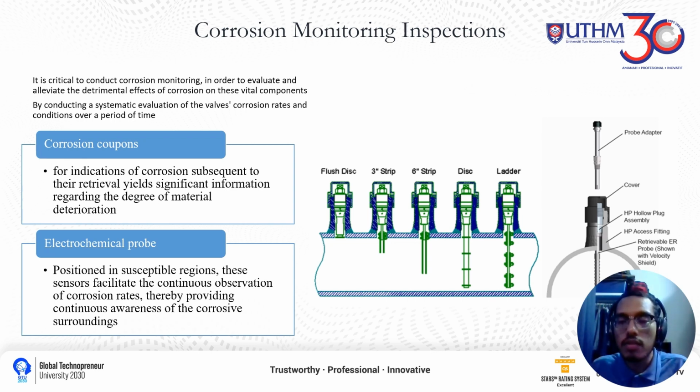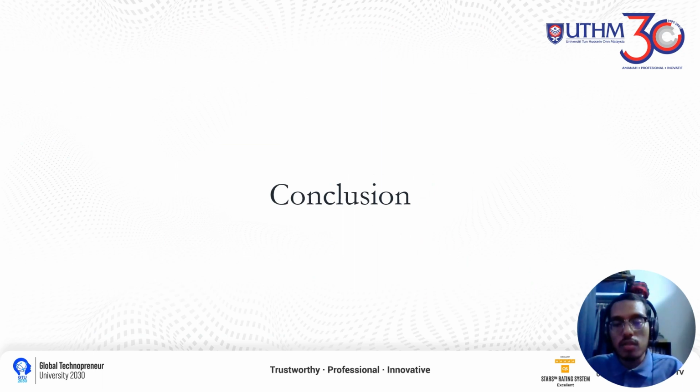thereby providing continuous awareness of the corrosive surroundings. So, as a conclusion, safety is a top priority in any field of production, especially in the refinery business. Through careful maintenance methods, compliance with safety standards and regulations is maintained, resulting in a secure working environment for people and adjacent communities.